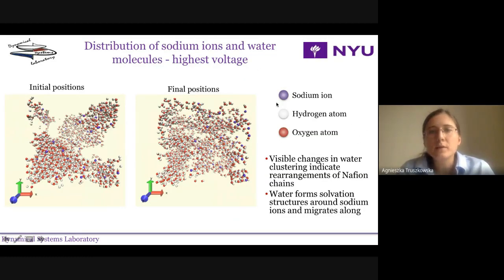So we also examine water molecule transport along with the ions, and we see two things. First, the initial and final distribution of water change quite a bit, which is most likely due to the rearrangements of the NAM polymer. And we also see that part of the water migrates along with the sodium ions, and water also forms solvation structure on the ions, especially visible in the pileup region.